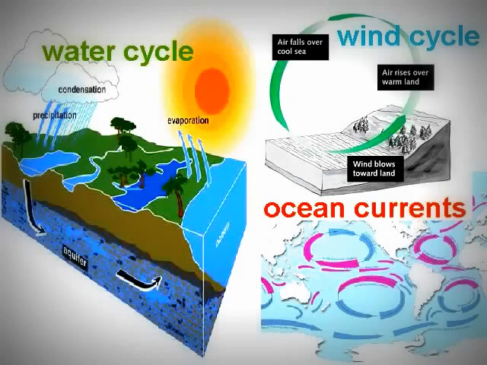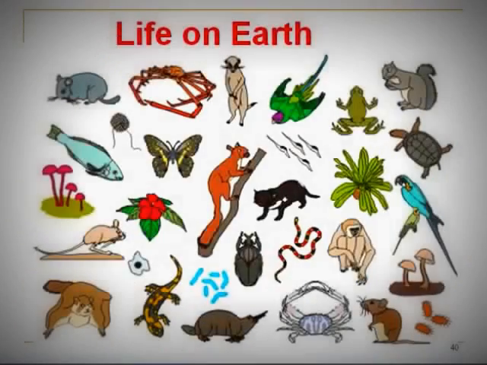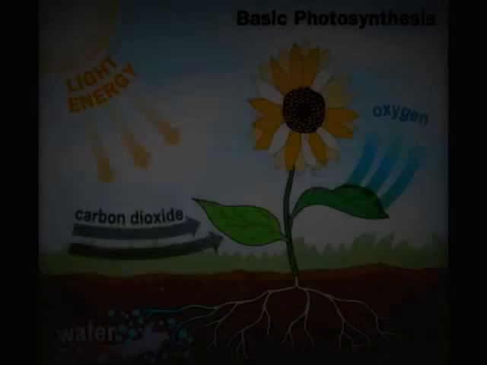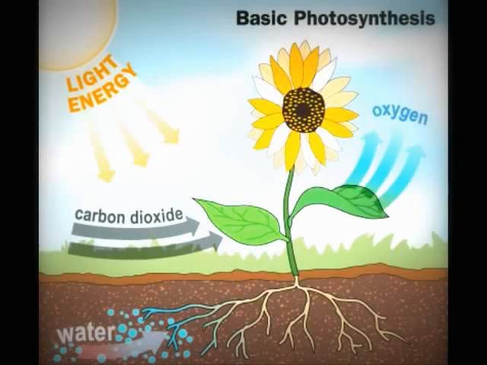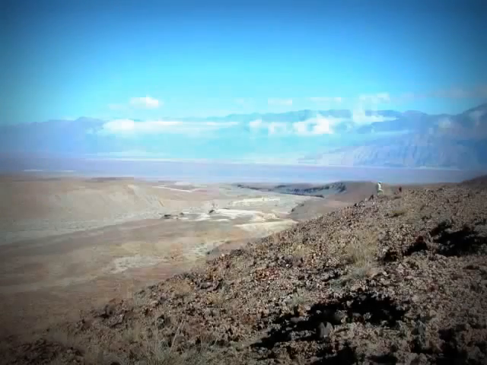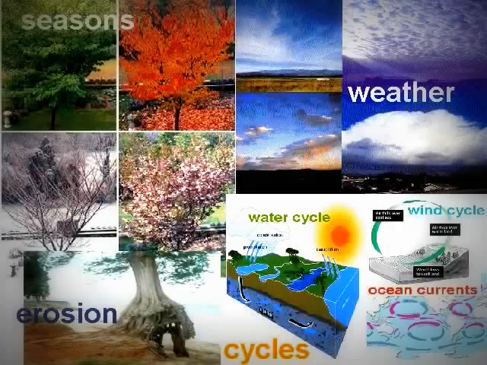It also permits life. Without the solar energy, our plants and animals couldn't grow. So without the sun, we wouldn't have much life. We need this external heat. We depend on its seasons, its weathering, its erosions, its cycles to give us life.